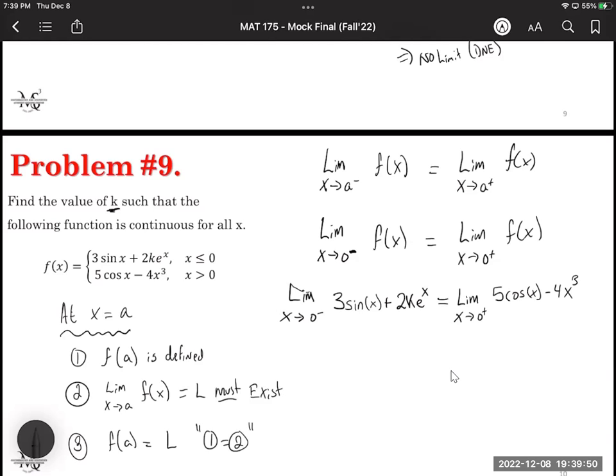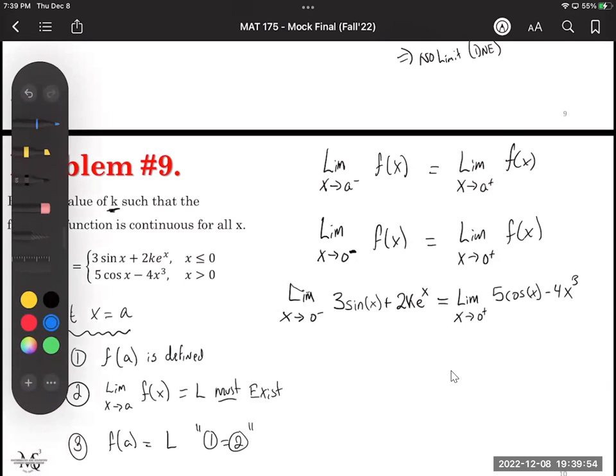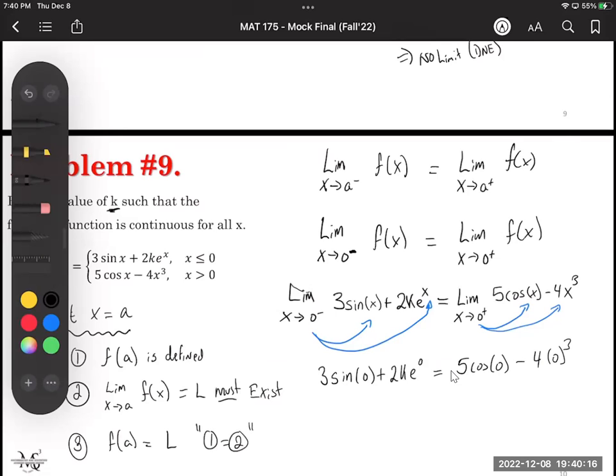Okay, now to solve for k, all you got to do is just plug in, evaluate the limits. Plug in your zeros. Replace x with zeros. So this will give us 3 sine of 0 plus 2k e to the 0 is equal to 5 times cosine of 0 minus 4 times 0 cubed. And now you simplify this. We talked about this earlier.